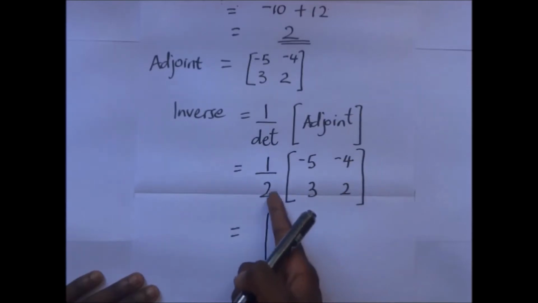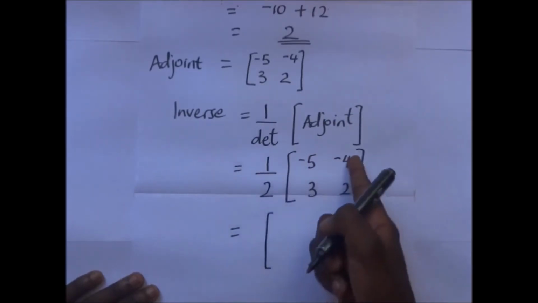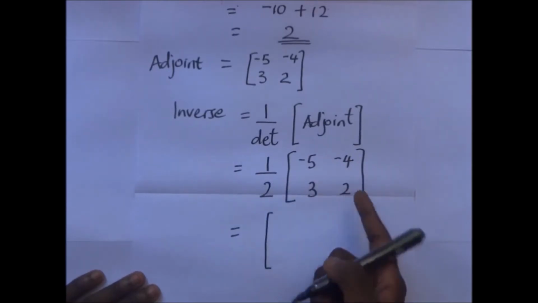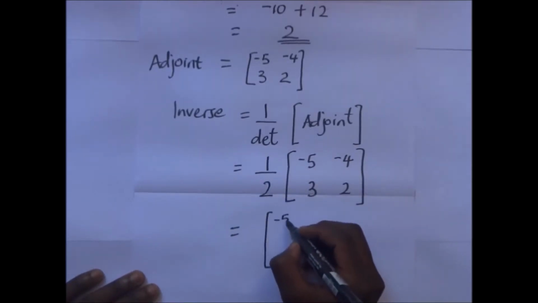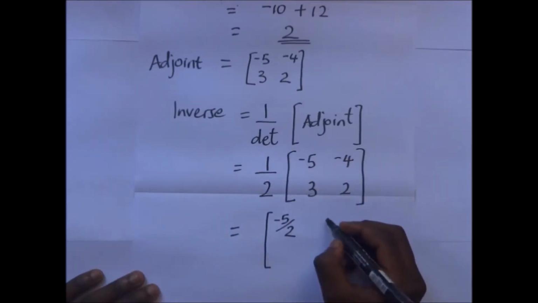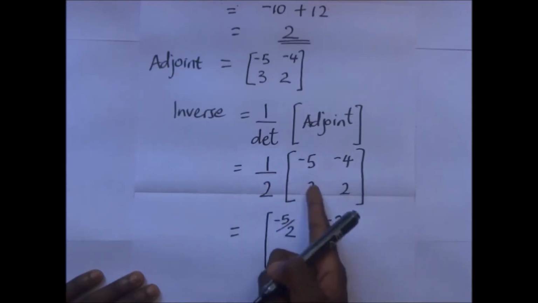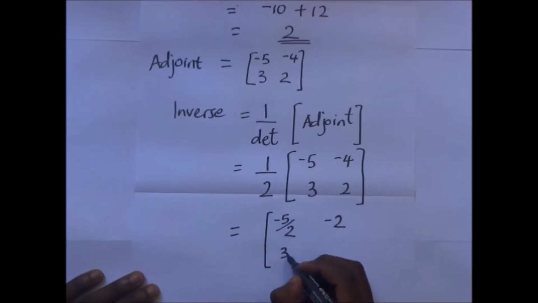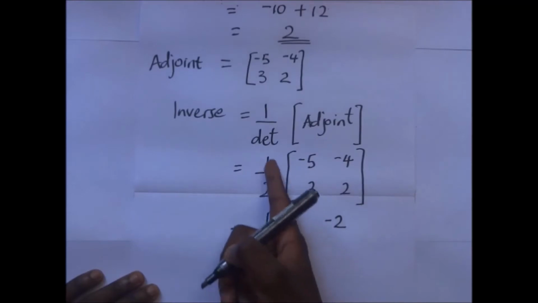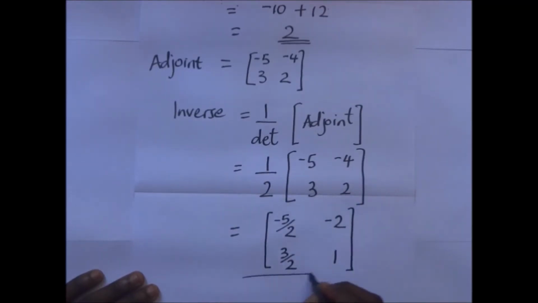that matrix. So it means that this is going to be a half times -5, a half times 3, a half times -4, a half times 2. And our answer here will be -5 over 2. A half times -4 is going to give us -2. A half times 3 is going to give us 3 over 2. Then a half times 2 is going to give us 1. And this is the inverse of matrix B.